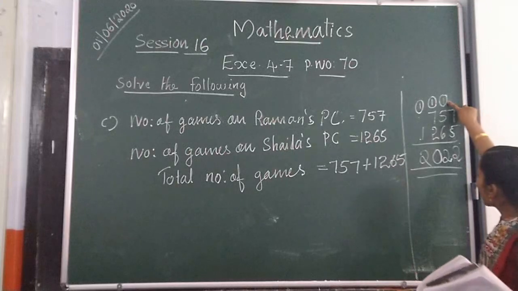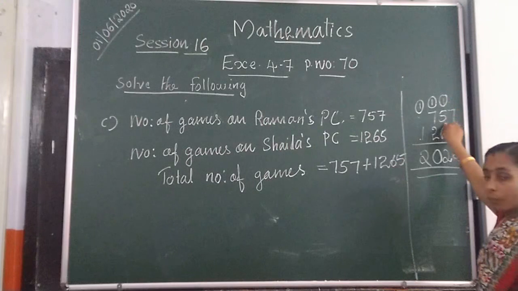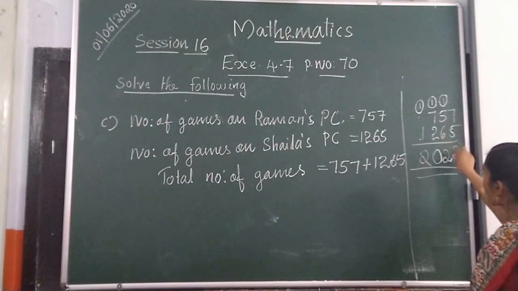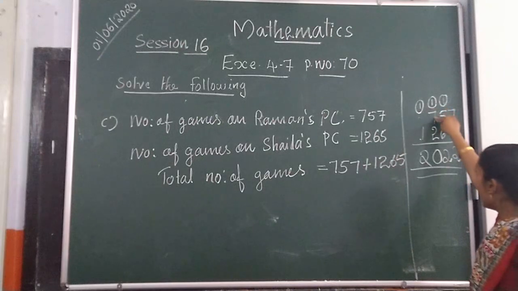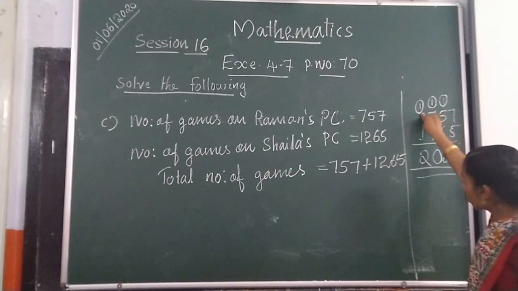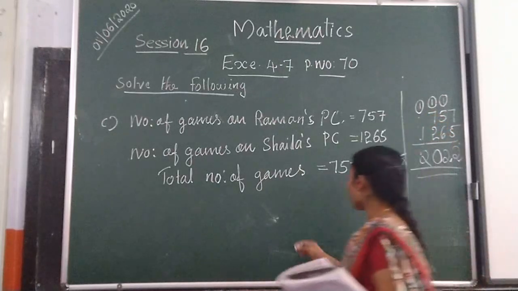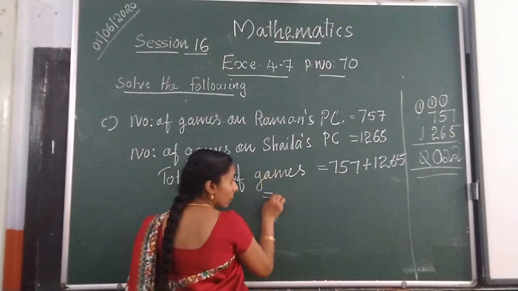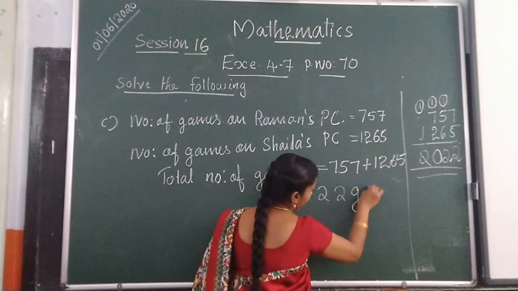Once again, let us add. 7 plus 5, 12. 1 goes to the tens place. 1 plus 5, 6. 6 plus 6, 12. Again, 1 goes to the hundreds place. 1 plus 7, 8. 8 plus 2, 10. Again, 1 goes to the thousands place. 1 plus 1, 2. Total number of games is 2022 games.